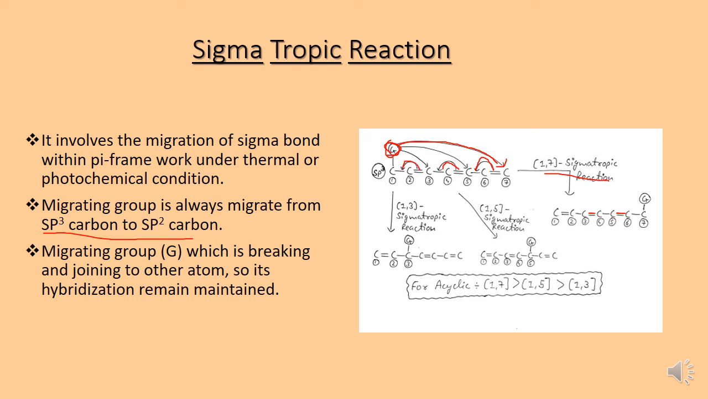Here the pi bond is shifted over here, so here you will get a pi bond. Group G is sp3 hybridized in the reactant molecule as well. But the migration of group G takes place from sp3 hybridized to sp2. Here it is sp2 hybridized.